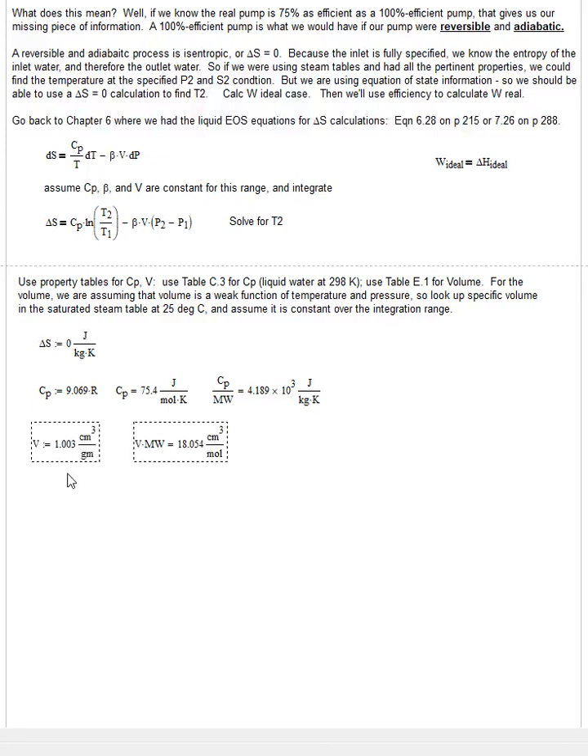Here's where, again, we use some engineering judgment. Our inlet condition is 25 degrees C and 100 kilopascals. So 100 kilopascals is pretty close to, just barely below, atmospheric pressure. We're at 25 degrees C. What is the saturation pressure at 25 degrees C?